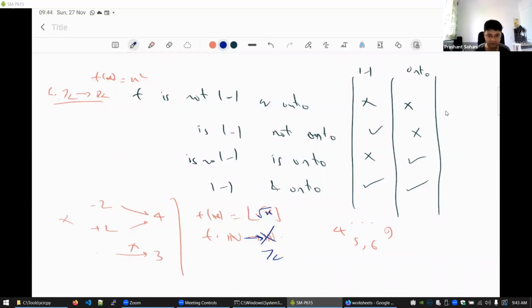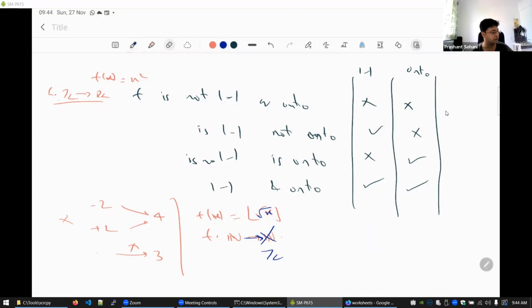Any other example? A very simple example. The most trivial example, which can be not 1-1 or onto. Try to think of the simplest possible function which is not 1-1 or onto. Anybody? How about a constant function? The most boring function you can think of.